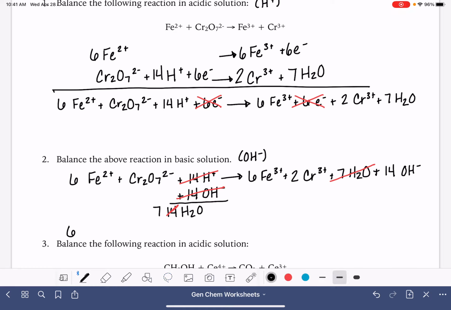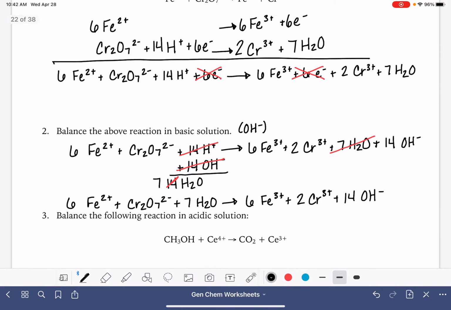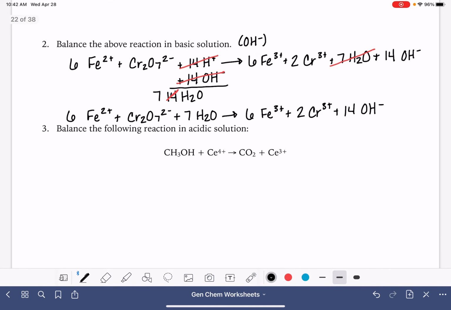I'll copy it one more time. 6 Fe2+ plus Cr2O7 2- plus 7 H2O makes 6 Fe3+, 2 Cr3+, and 14 hydroxide, OH-. All right, let's try equation number 2.